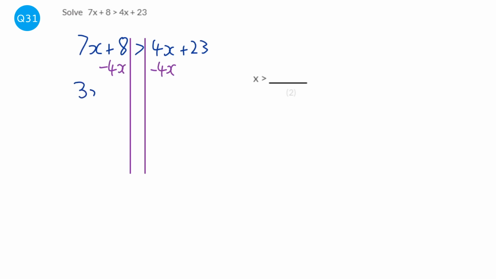And so we're going to have 3x plus 8 is greater than 23. And then we're just going to solve this normally. So take away 8 both sides. And that will give us 3x is greater than 15. And then we're going to divide by 3 both sides. And that will be x is greater than 5.